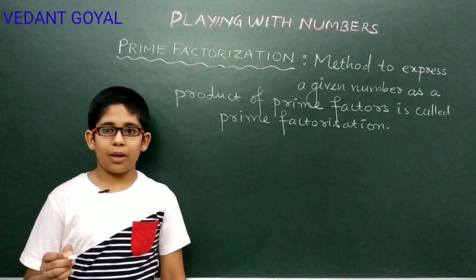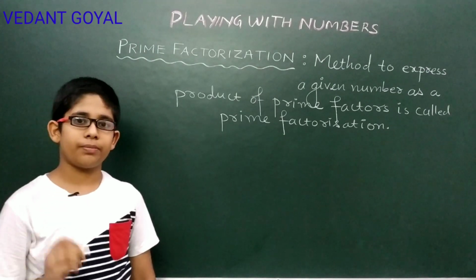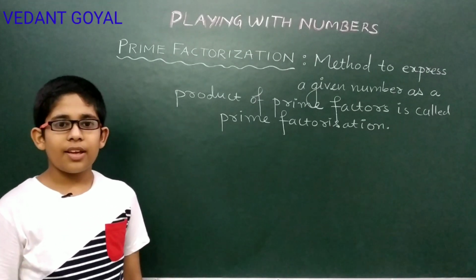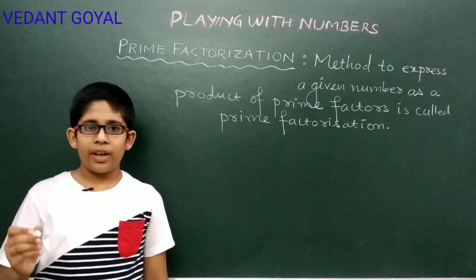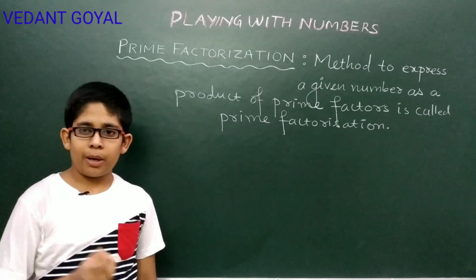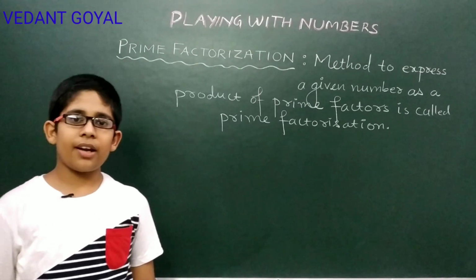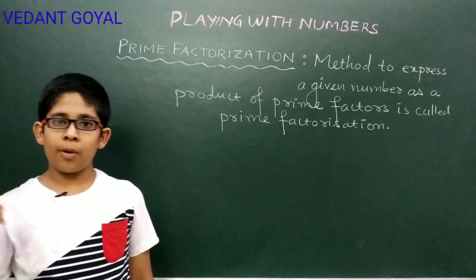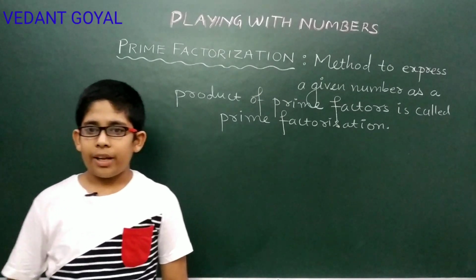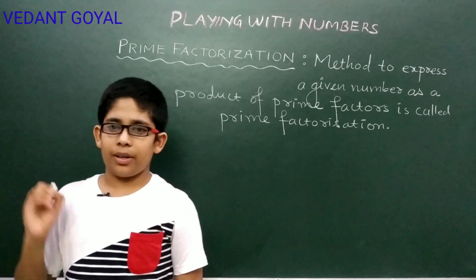How can we find the prime factorization? First, we will take the number and check if it is divisible by the smallest prime number, which is 2. If yes, then we will divide it by 2, and for the quotient we get, we will again check if it is divisible by 2. We will check again and again till it is not divisible by 2. And then we will check by 3, 5, 7, 11 and so on for all prime numbers.